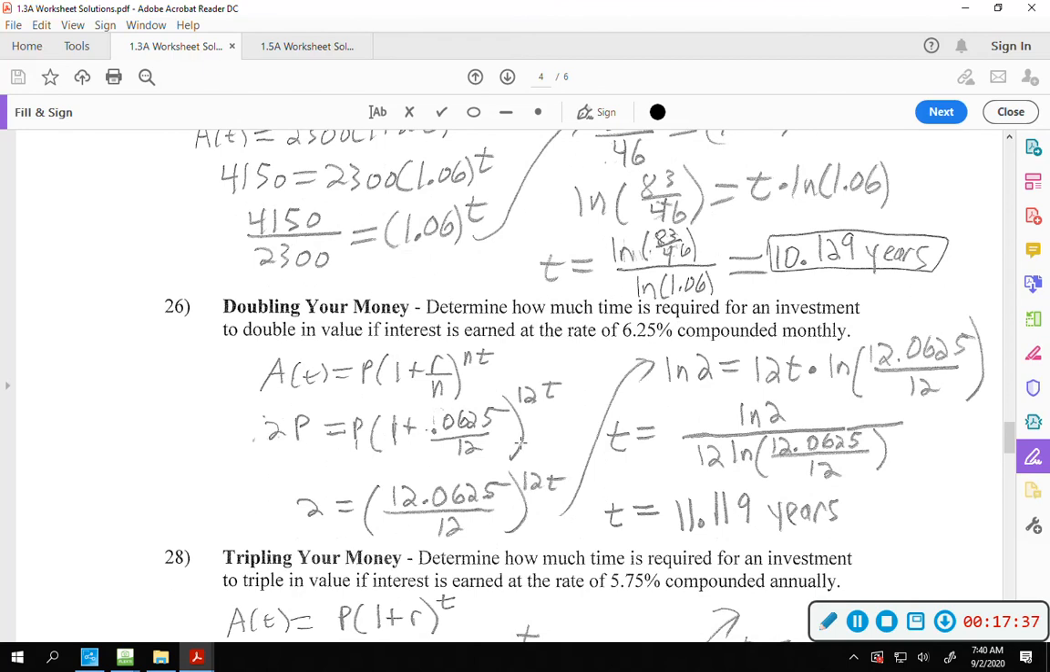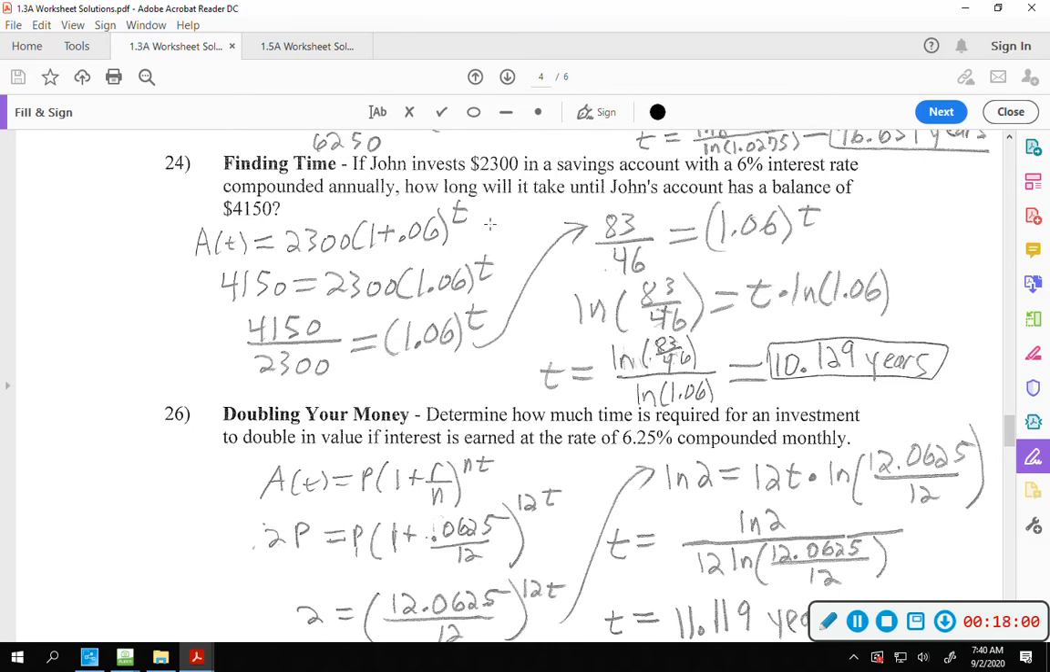Doubling your money. That's always a good thing to do. Determine how much time is required for an investment to double in value if interest is earned at a rate of 6.25% compounded monthly. This throws a wrench into the formula. But I want you to not memorize the formula. I want you to understand why this is the same formula that we're using here with a minor adjustment.